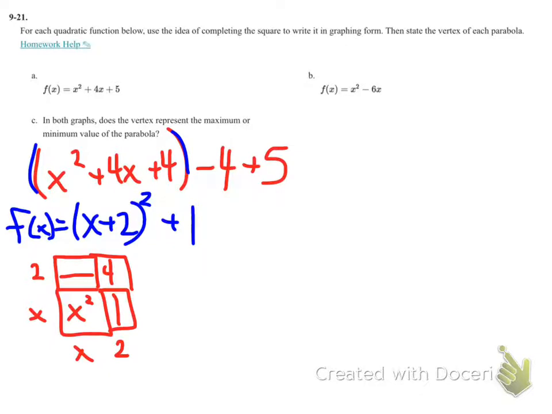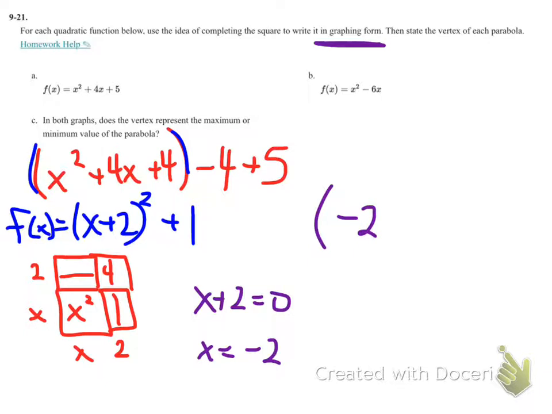The vertex, once it's written in this graphing form, is given to us here. It is the value of x that makes this equal to 0. So x plus 2 equals 0. That's going to give me x equals negative 2. So my x value of the vertex is negative 2. The y value of my vertex is this number right here, positive 1.